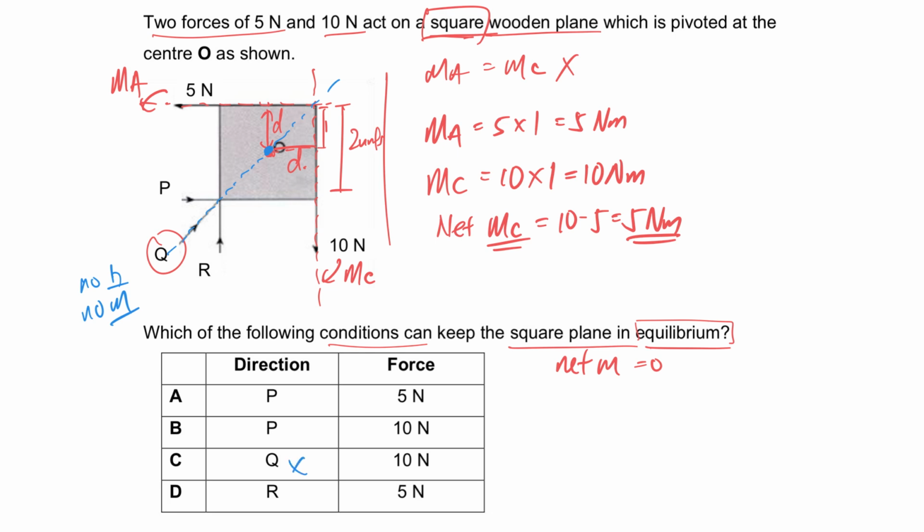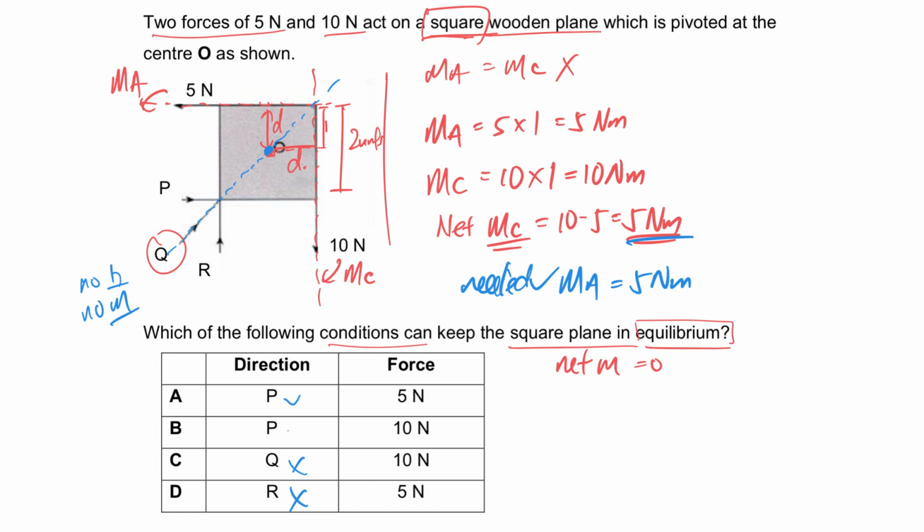Another thing to take note of is, since right now there's a net clockwise moment, the force that you need to apply must be anti-clockwise. This is what is needed. Anti-clockwise, and the magnitude must be 5 Newton meters. So if you look at the pivot here, the only way to create an anti-clockwise moment is by P in this way. This will create anti-clockwise, not R, because R will be creating a clockwise moment, which you do not need. So in other words, R will be wrong also.